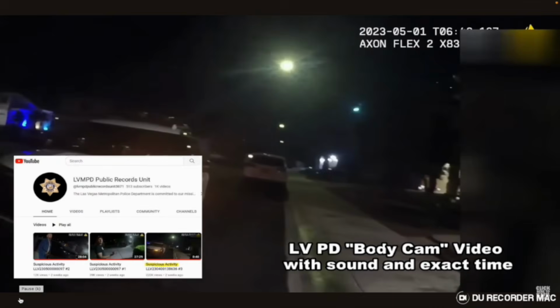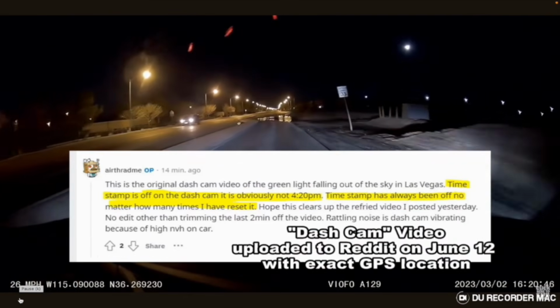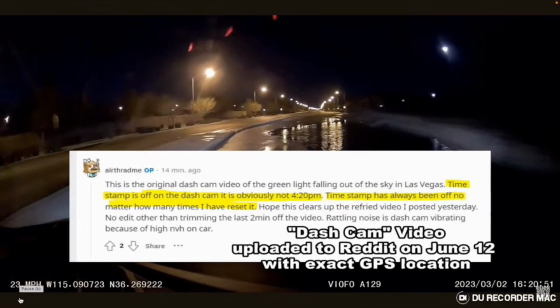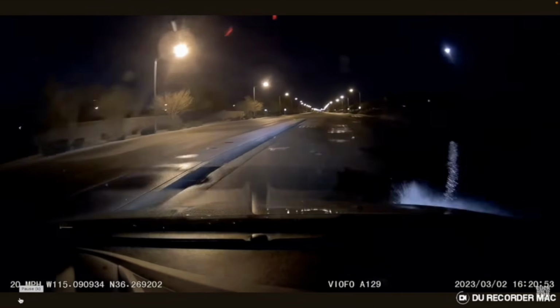Exactly, exactly. This is a compilation of all of the footage with regard to evidence of the meteor. So we've got official dash cam footage from the Las Vegas Police Department. We have several Ring cameras. We can see what people are saying is a fireball. But let's take a look.